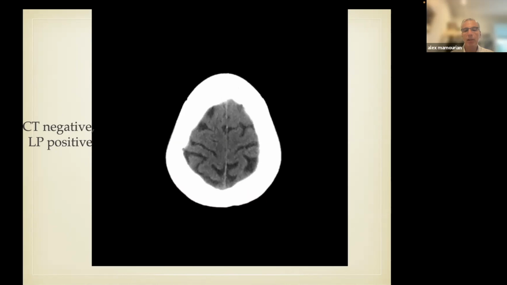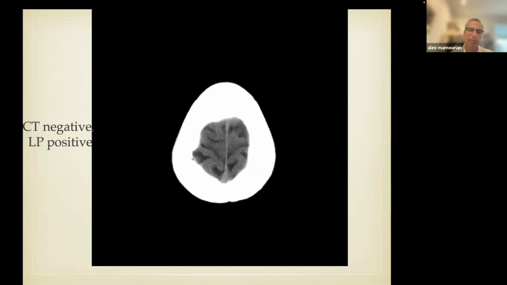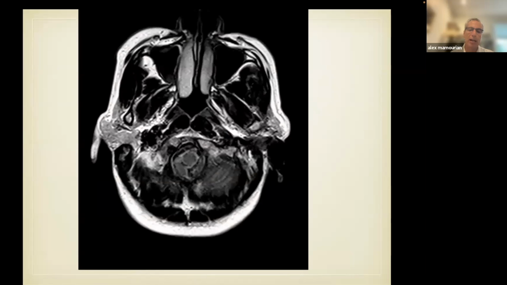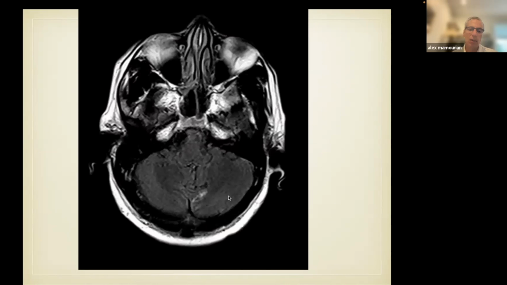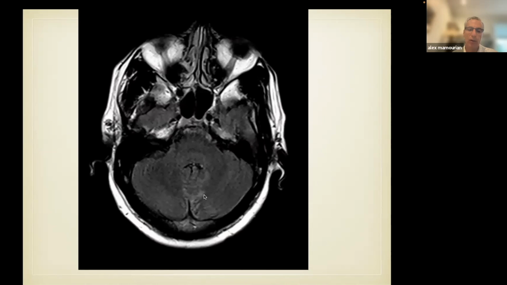But on the basis of history, an LP was done, and that was positive. Here's the MR scan FLAIR study. Now, what I want you to notice, the abnormality here is a little more subtle than it is on the previous case. So you can see a little bit of unsuppressed CSF here along the cerebellar fissure.